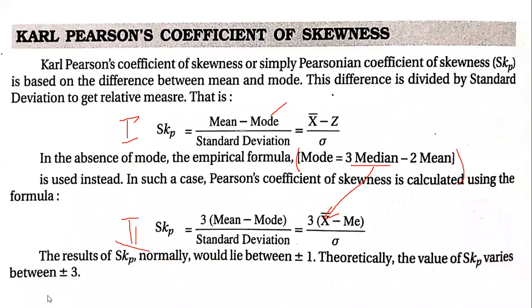Next, the results of Pearson skewness would normally lie between plus or minus 1. Theoretically, the value of Pearson skewness varies between plus or minus 3. So usually whatever result you get here, no matter which formula you use, will be between plus 1 and minus 1. The maximum the values can go is plus 3 or minus 3. These are the theoretical values it can vary between. So this is Karl Pearson's coefficient of skewness.